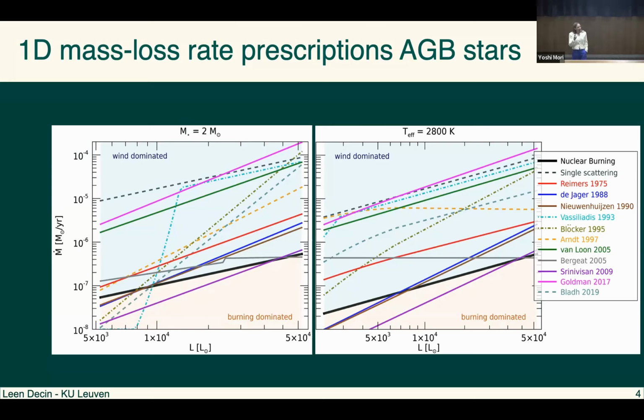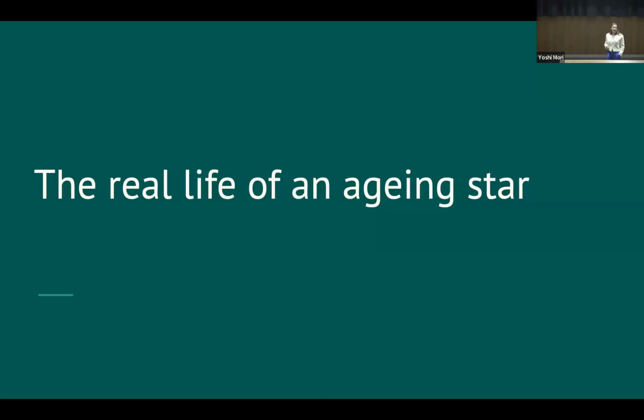But then the main question that we want to address: all of these people have really made a big effort into getting Maslow's weights. Why do we then see such huge differences, orders of magnitude? Well, there is a very big elephant in the room. And that's this one. What is the real life of an aging star?